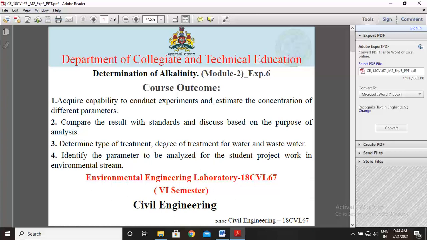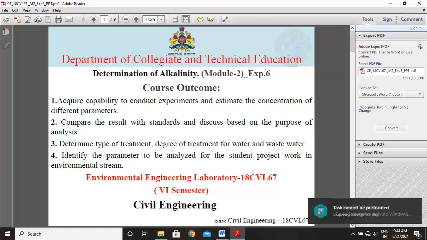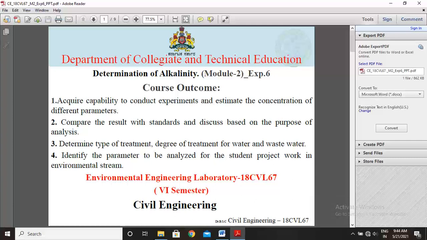Today I want to start experiment 6. How to conduct experiment number 6 and which parameters are required in experiment 6, that I want to explain in detail. The title of experiment number 6 is determination of alkalinity of the given sample, either it is water samples or wastewater samples. Determination of alkalinity of the given samples.